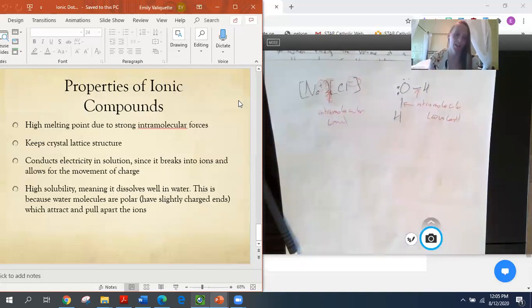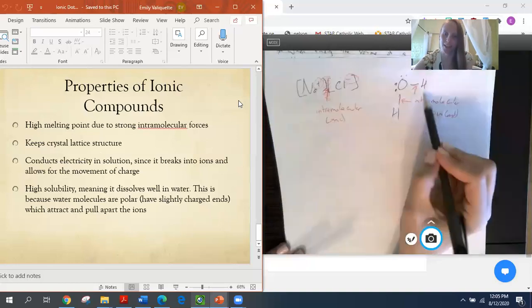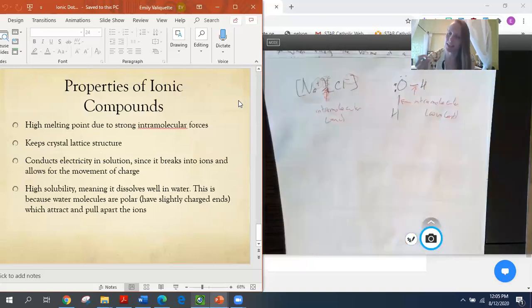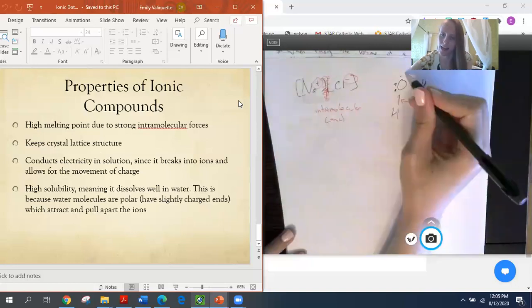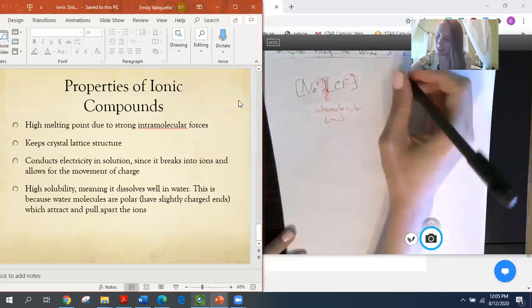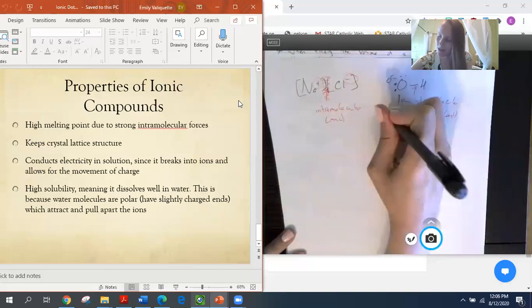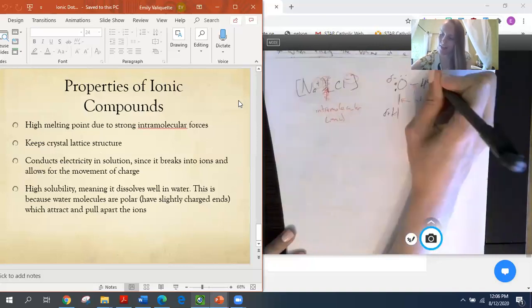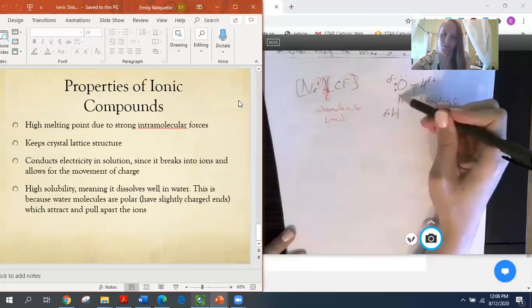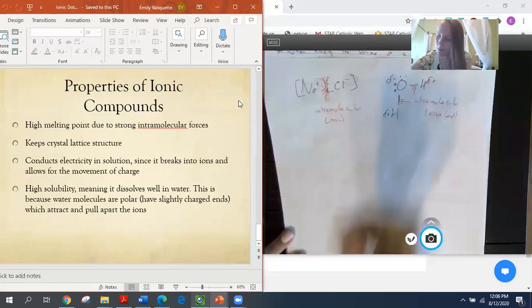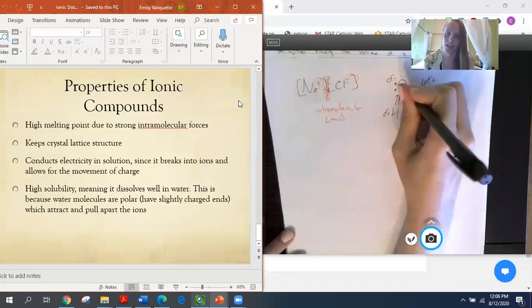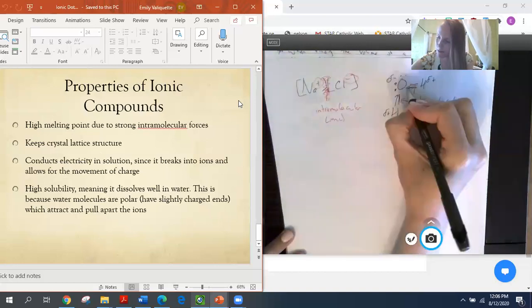And then ionic compounds are also highly soluble, meaning that they dissolve well in water. And this is because if you have a water molecule like we have here, if you remember from Science 10, when we talked about polarity, we talked about the fact that the oxygen end of a water molecule is slightly negative. The hydrogen ends are slightly positive. And that has to do with the fact that the electrons in this bond are not shared equally. They spend more time with the oxygen than with the hydrogen. These are arrows, by the way.